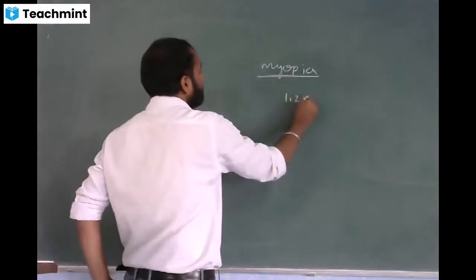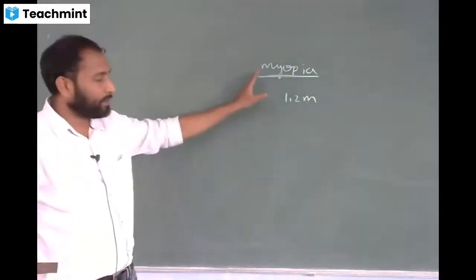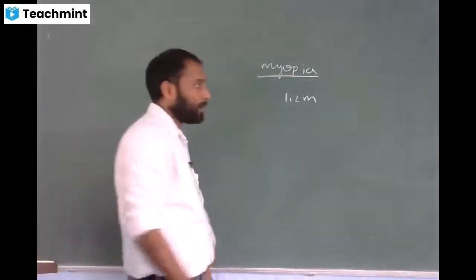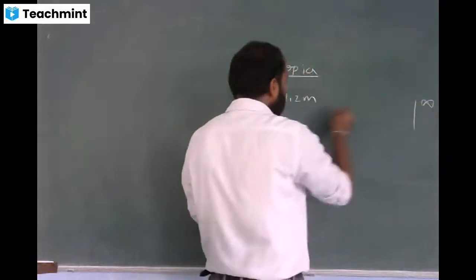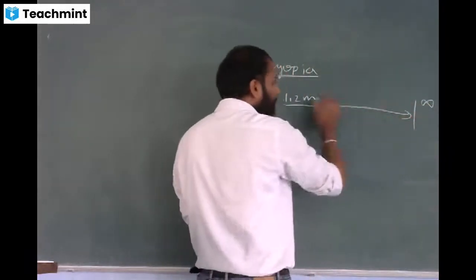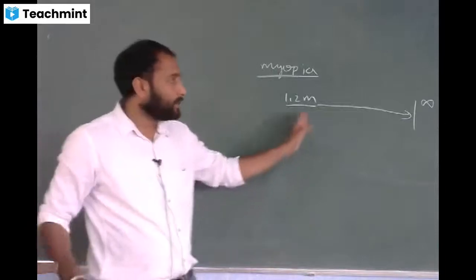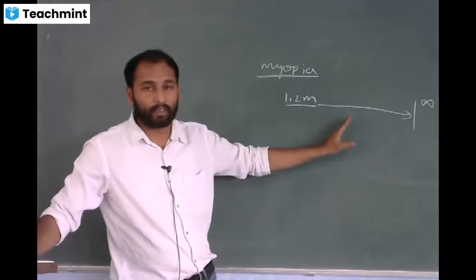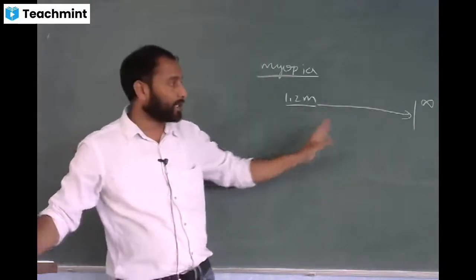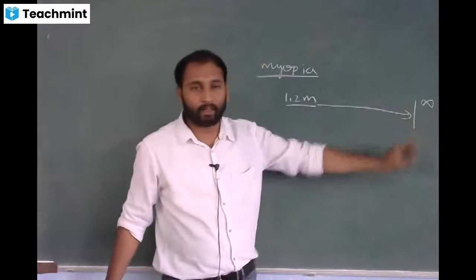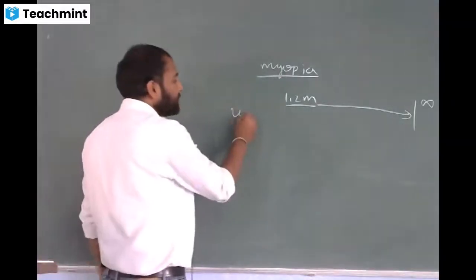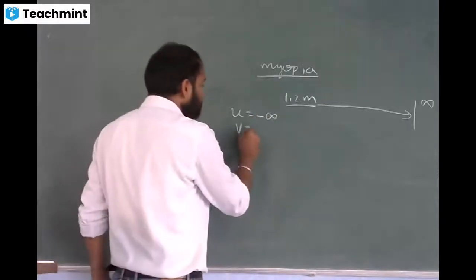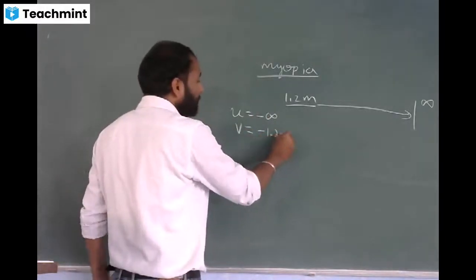So 1.2 meter is the distance given. Myopia means nearsightedness. He can see nearby objects clearly, but he cannot see far objects. That means beyond 1.2 meter, if you place the object, he will see that object, but it won't be clear. It will be a little bit blurred. So in order to make him see the object placed at infinity clearly, we have to take object distance as infinity, that is negative because it is in front of eye, and image distance is also negative, that is 1.2 meter.